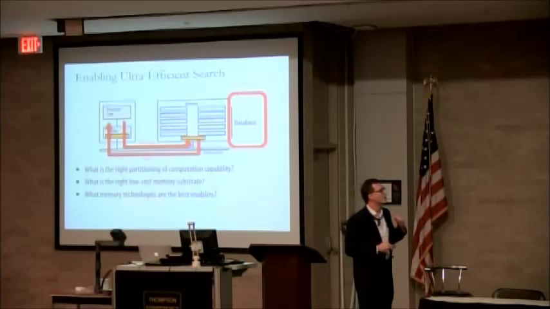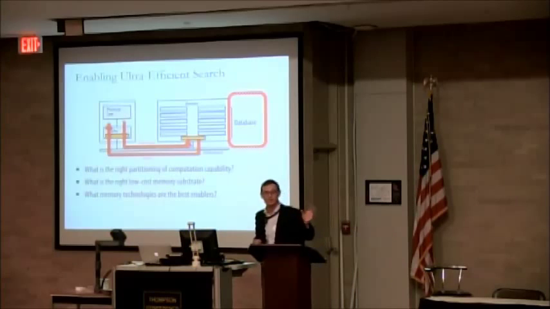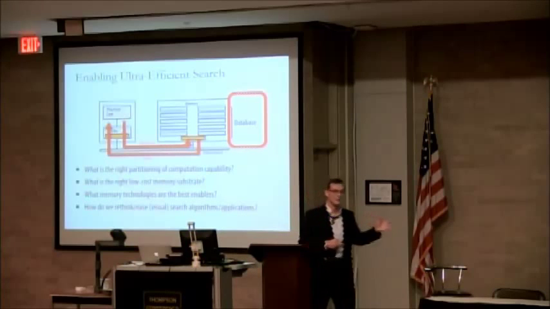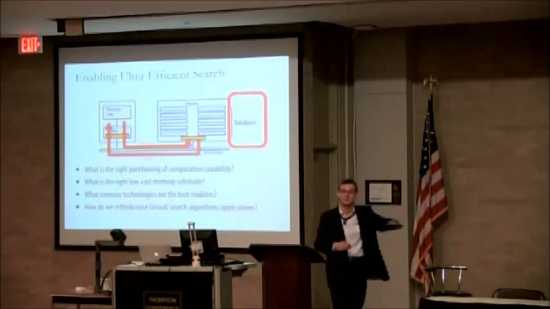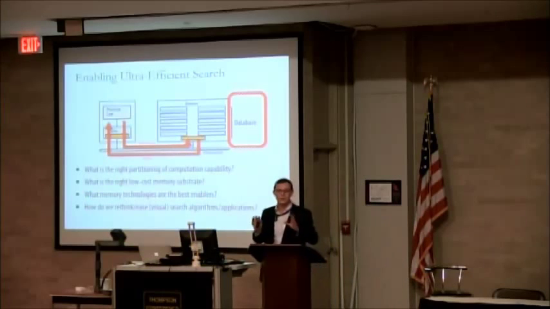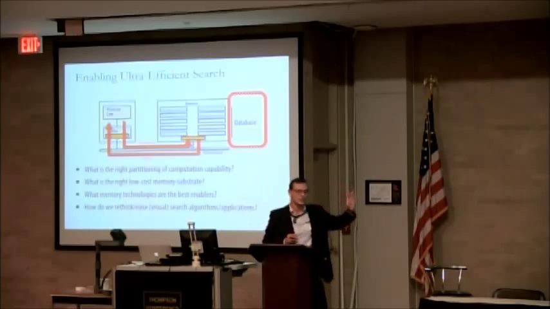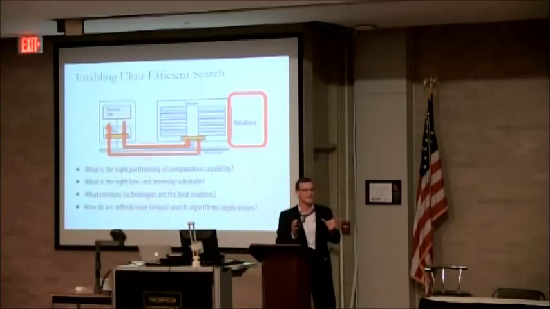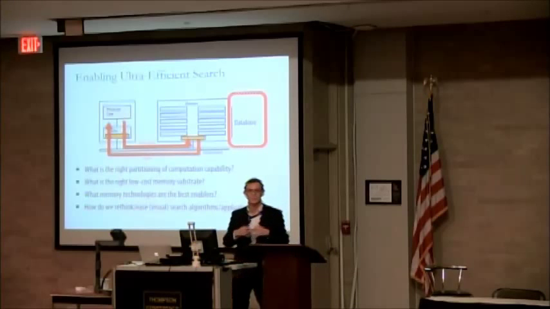There are many questions related to this. I'm not going to go over these. What is the right partitioning of computation capability? What is the right low-cost memory substrate? What memory technologies are best enablers? I do not believe DRAM is the best technology for this. And once you do this, how do you actually rethink and ease some of the algorithms and applications today that try to avoid some of these operations? For example, when we looked at RowClone, a lot of applications try to avoid those copies like the plague. Except there may be some cases where those copies are useful when you're programming applications, especially when you're doing non-volatile memory programming, for example.